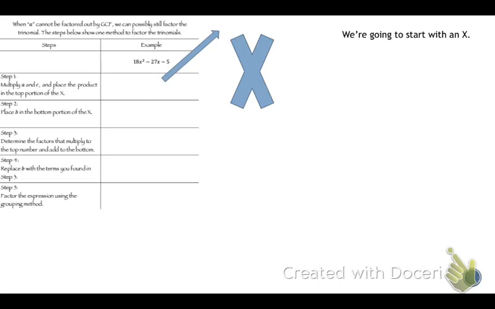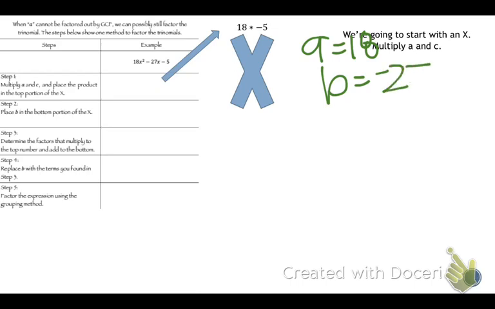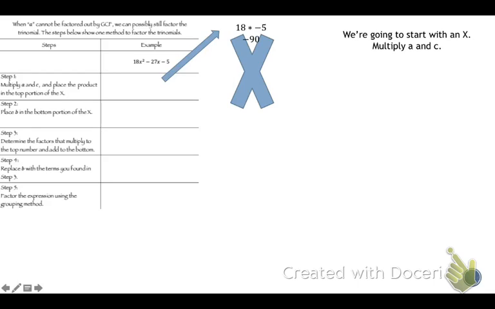Multiply A times C and that will give you the top number. So here, A is 18. I'm going to write it over here. A is 18, B is negative 27, and C is negative 5. Okay, A, B, C. So 18 times negative 5 is negative 90. Okay, and then place B on the bottom of the X. So that's going to be negative 27.